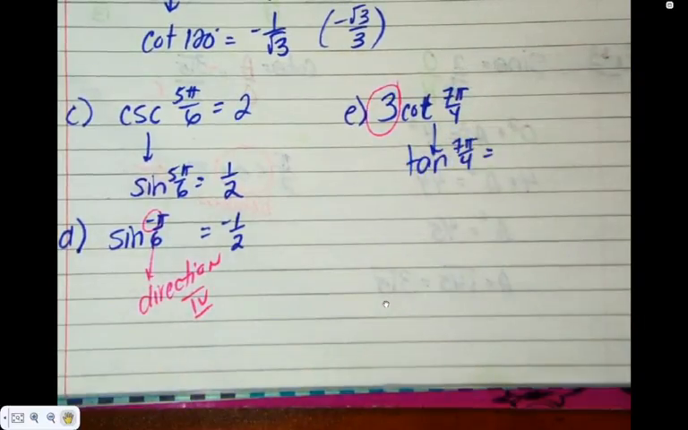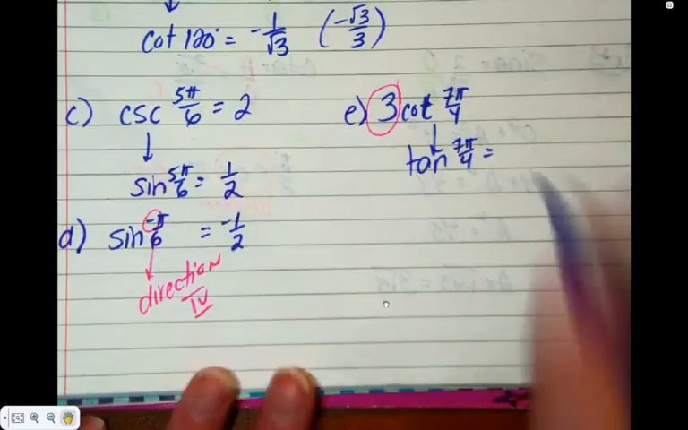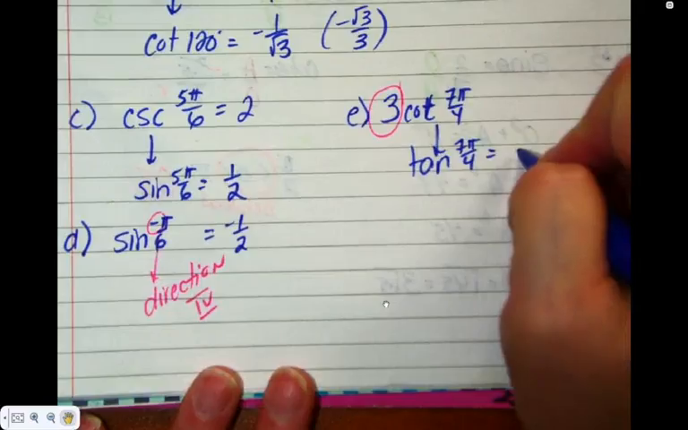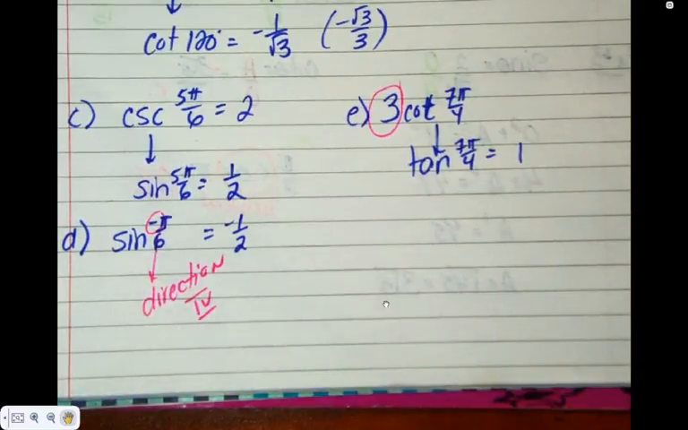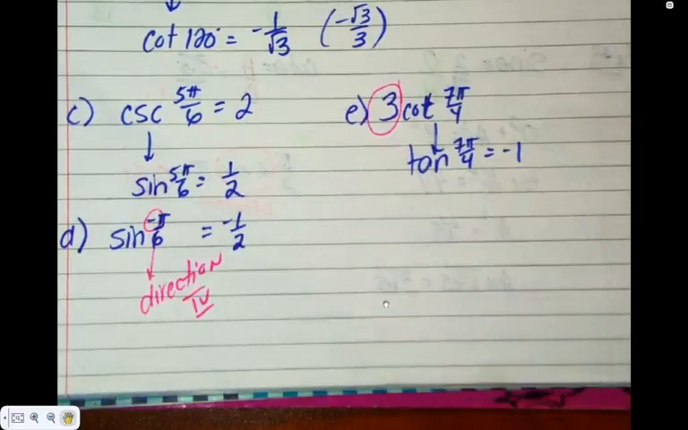I've memorized the values of tan, so I know the tan of pi on 4 is 1. Now I have to figure out the quadrant. Look at the numerator. 7 on 4 is Q4. Tan in Q4 is negative.